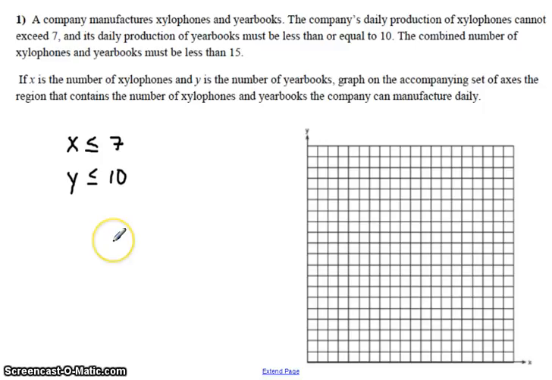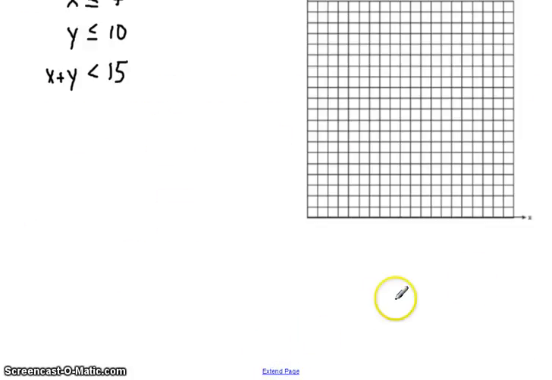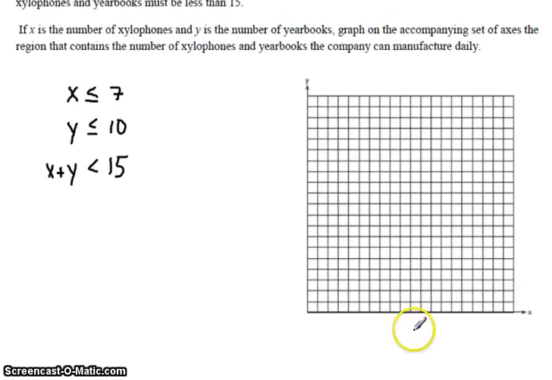Normally we're used to two inequalities and graphing them, but a lot of times with these word problems you get three, and in this case we do. It says the combined number of xylophones and yearbooks, that would be X plus Y, must be less than 15. So these are the three inequalities we've got to graph, and luckily, none of them look hard. This would be my xylophones, and over here is my yearbooks.